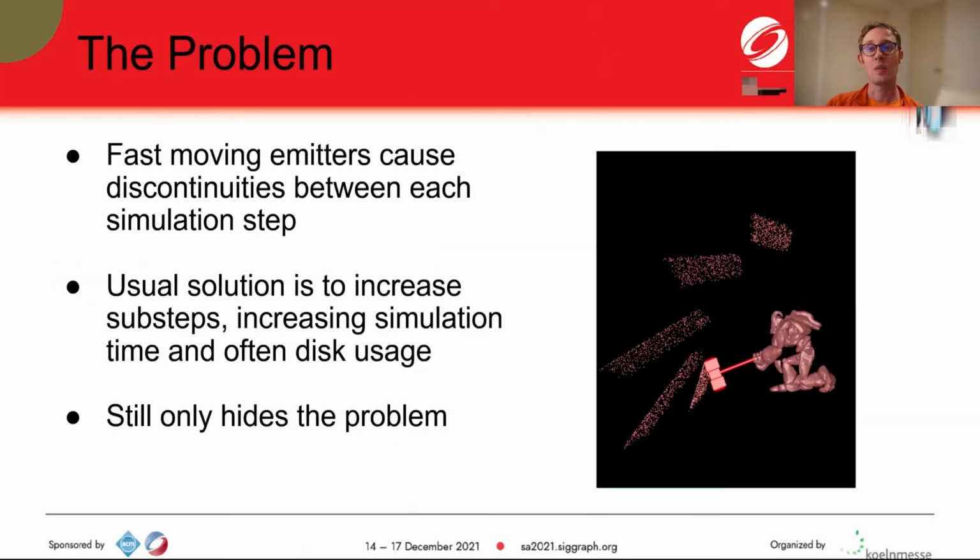The problem that we're going to solve is when we have a fast-moving emitter, we often see discontinuities between each step. The typical solution that we have is to increase the substeps. Unfortunately, this increases our simulation time. If we write those to disk, it increases our disk usage. In addition, it still only really hides the problem. If we let a simulation run for long enough, we'll see those steps emerge.